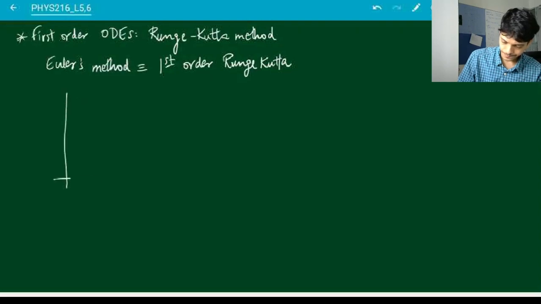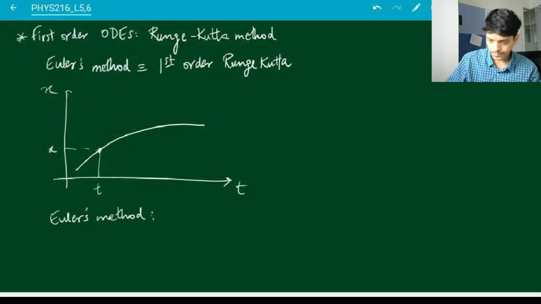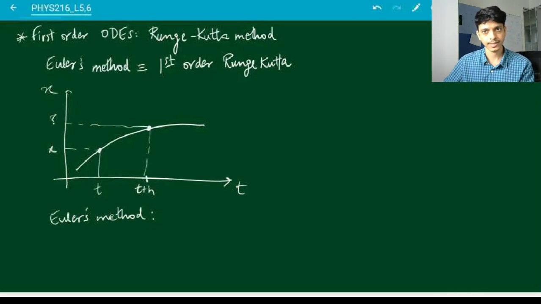Let's draw a graph. So t, x. Suppose this is the function that we are trying to find. So let's say initially I am at some time t. What Euler's method says, so t, and I know what is the x at that t. Euler's method says that I want to find out what's happening at the next step at t plus h. So I want to find this value. That is the point of doing Euler's method. At every step you want to find out what is the next x.